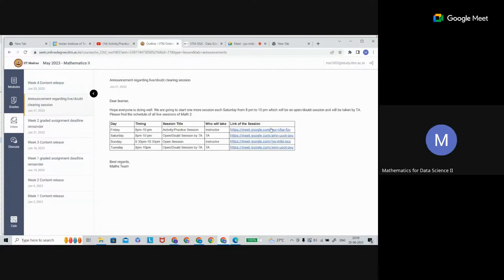This is the structure of our sessions. This is today's session, okay? If you click on it, you will join. And this is the doubt TA session. This is the TA session. We have two TA sessions, so there are four sessions at least, okay? But the TA session is not going to be recorded or even live, okay?